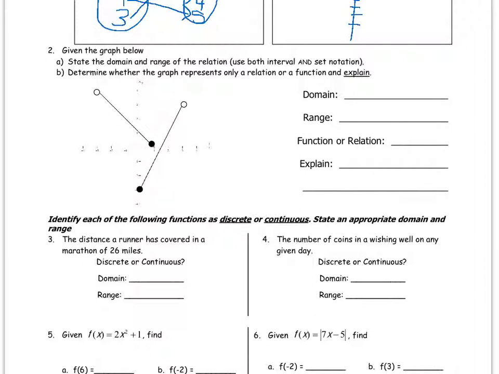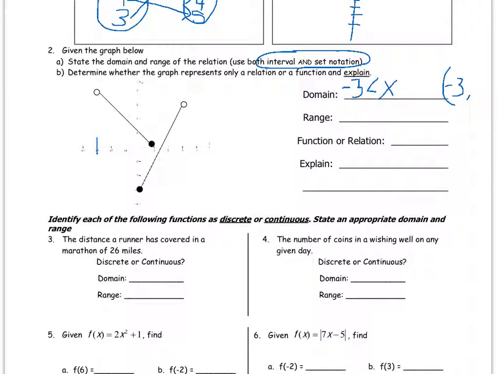Our domain, we're looking left to right. So the farthest left at any point my graph goes is -3. It says to do an interval and set notation, which is, set notation is also called inequality notation, so I'm going to go ahead and write it again over here. We have an open circle there, which means we do not include -3, which means we're going to use a less than sign or a parenthesis if we're dealing with interval notation.